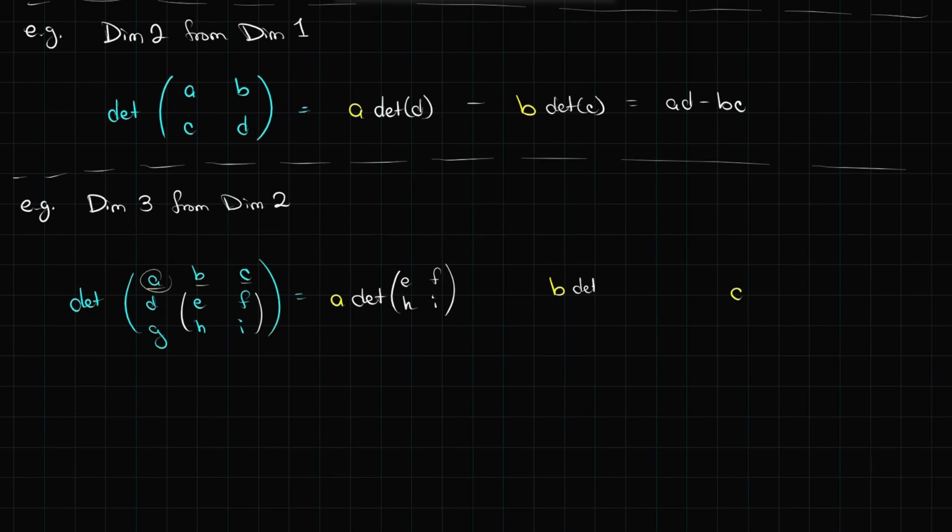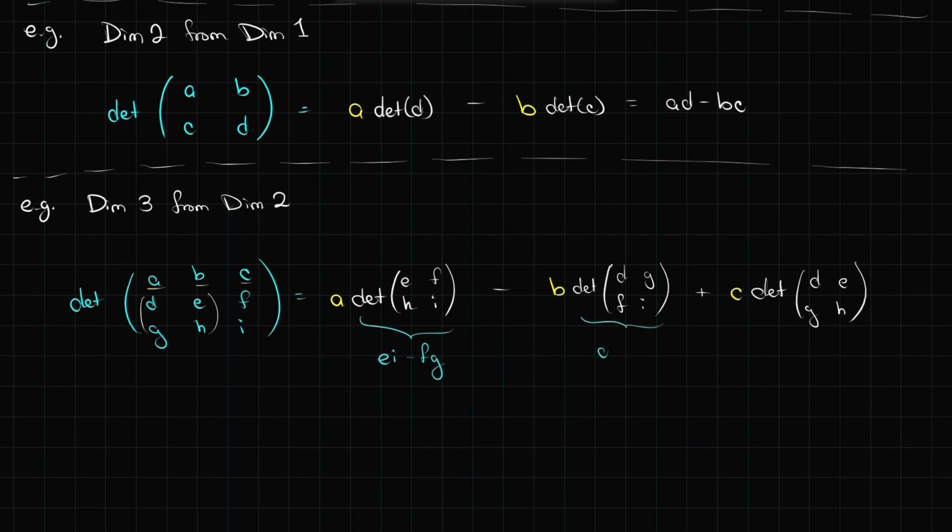Then B is multiplied by the determinant that doesn't share a row or column with B, that's D, F, G, I. And C is multiplied by the determinant of the submatrix that shares no rows or columns with C, that's D, E, G, H. And then I go plus, minus, plus. Now if I actually work these out, what is this determinant? That's EI minus FH. This determinant is DI minus FG, and this determinant is DH minus GE.